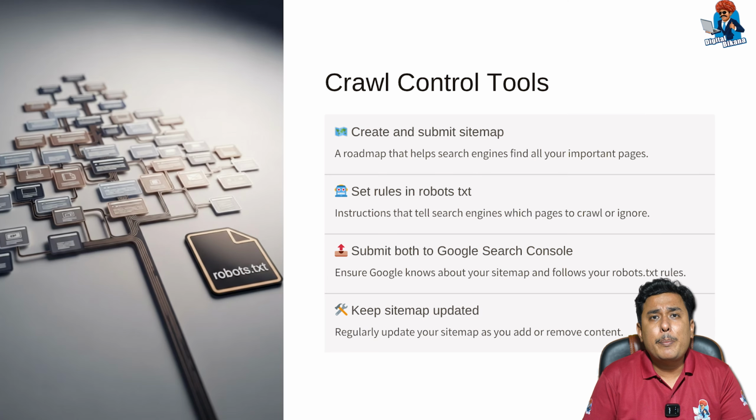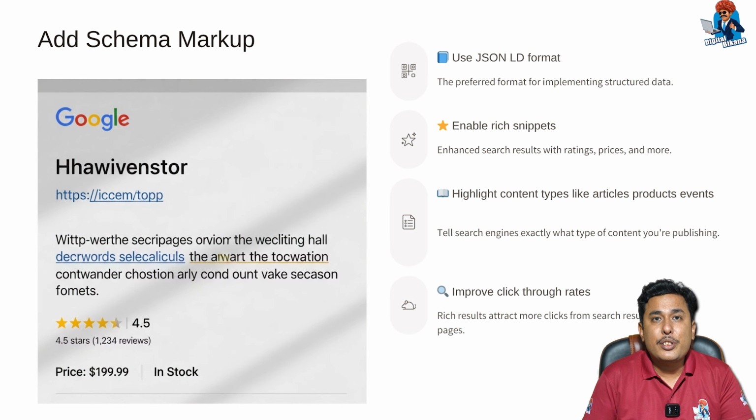An XML Sitemap helps search engines to find all your web pages. Robots.txt tells search engines which pages to avoid. Structured data or Schema Markup helps search engines understand your content better. It can also display rich results in search.